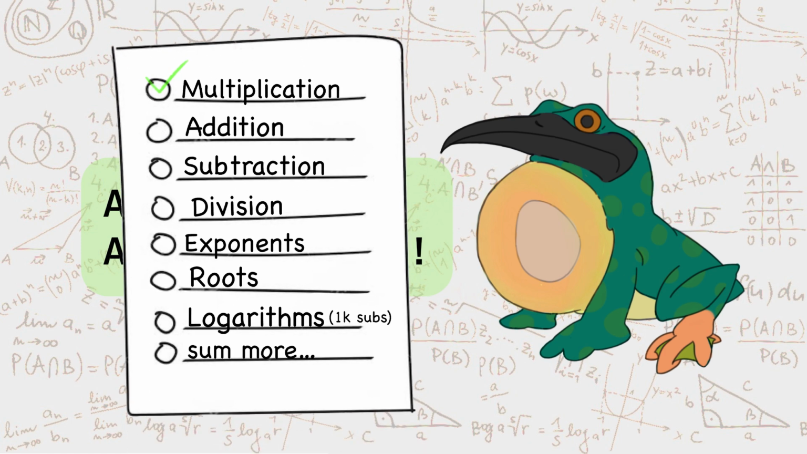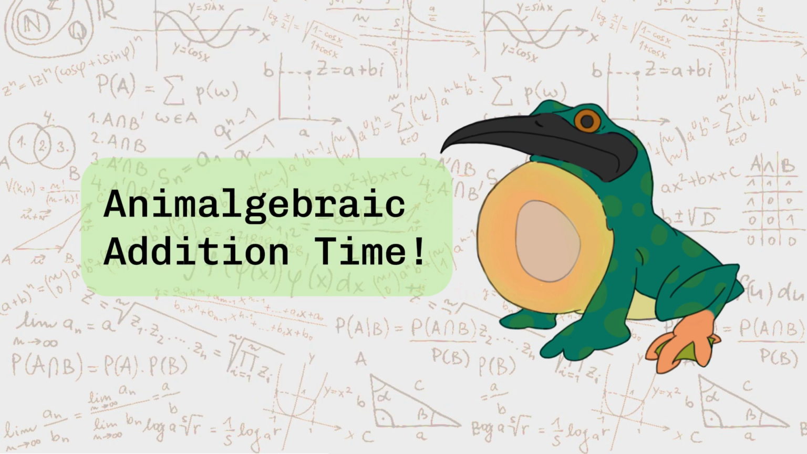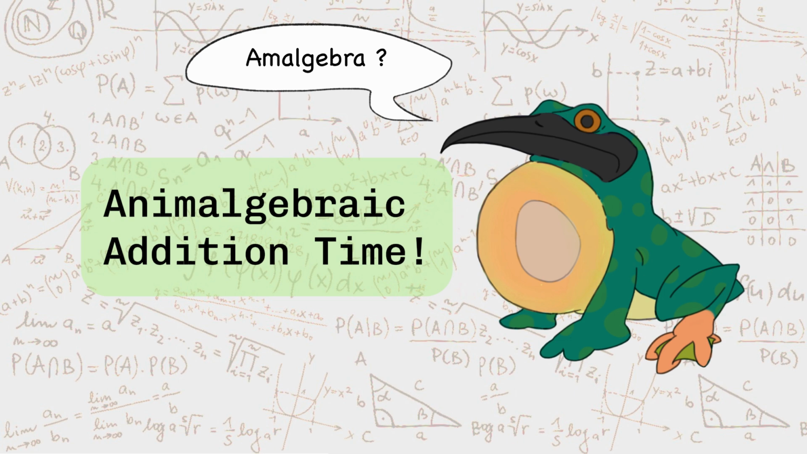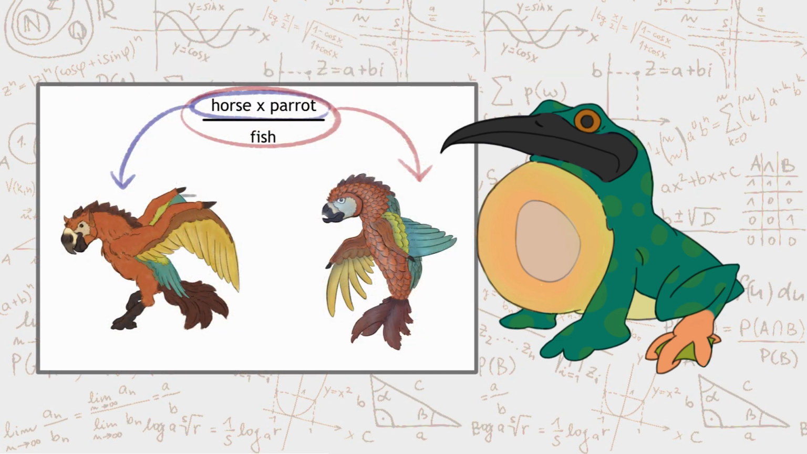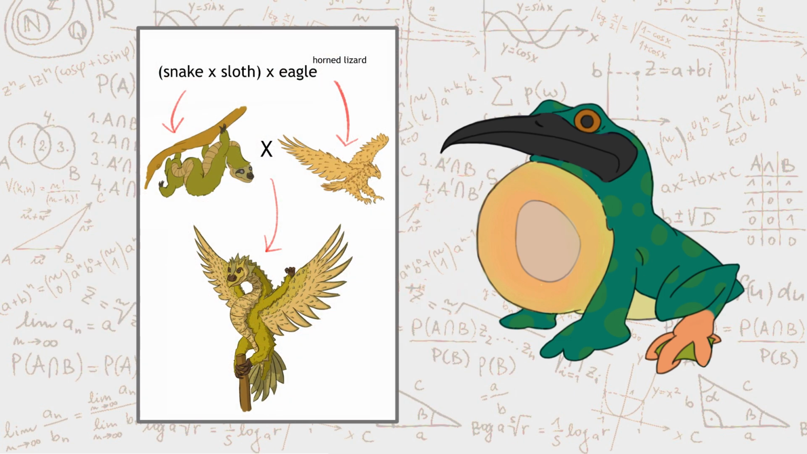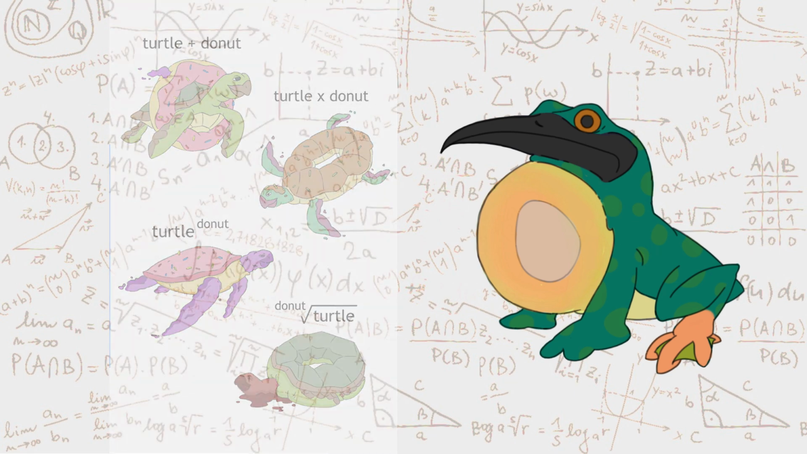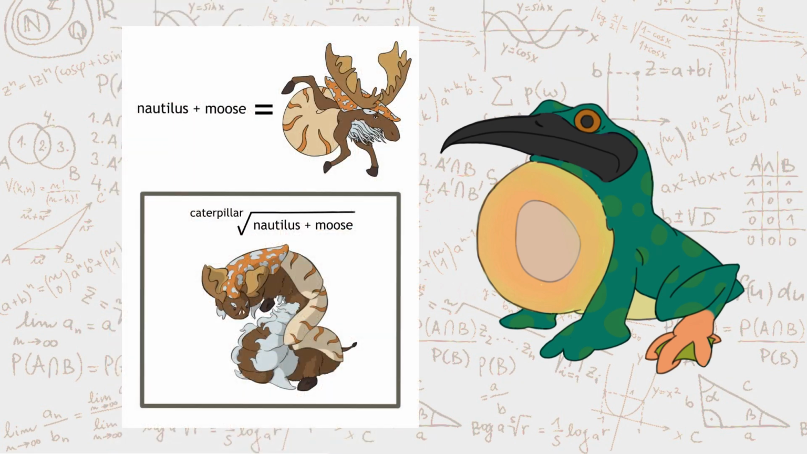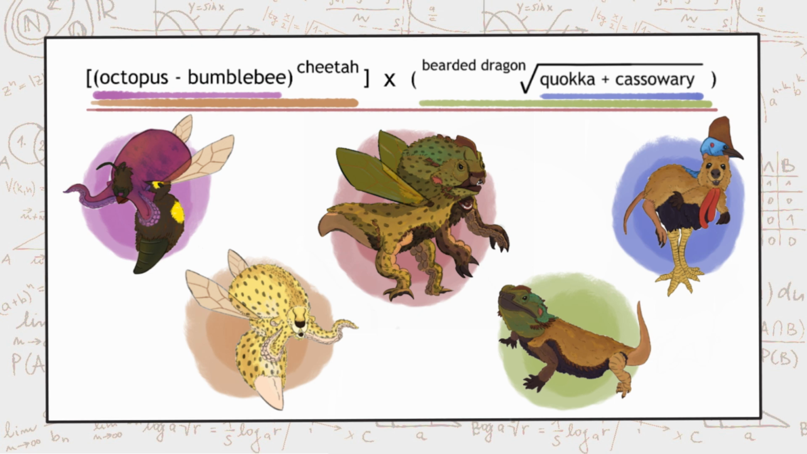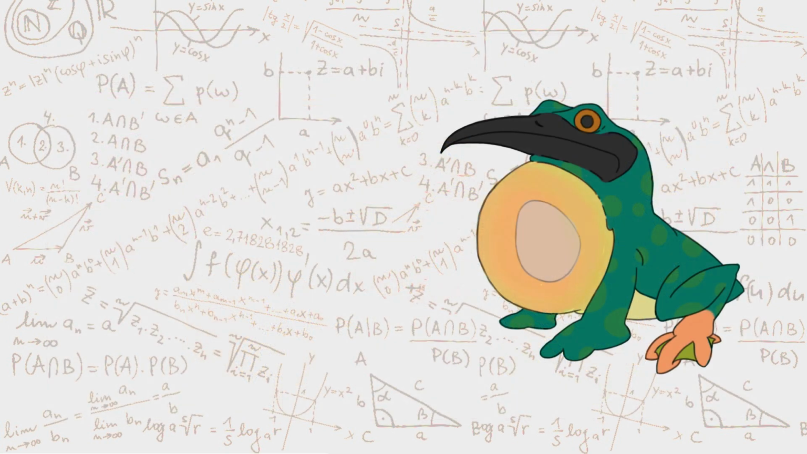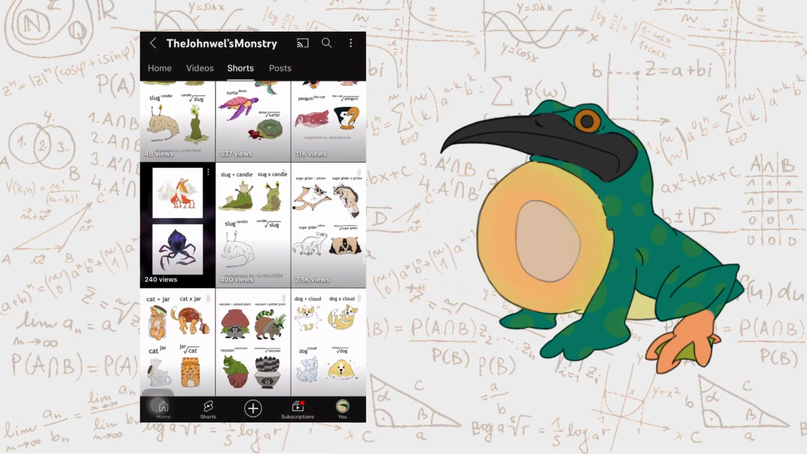In this video, we will tackle addition, with the last video discussing multiplication of animals, of course. If you don't know what Animalgebra is, it is of course using animal operations to bring about different ways to fuse animals or objects. Like this, caterpillar root of moose plus nautilus, or as big as this, where we form multiple creatures that all become one in the end. If you'd like to see all the arithmetic monsters or the Animalgebraic equations thus far, check my shorts.